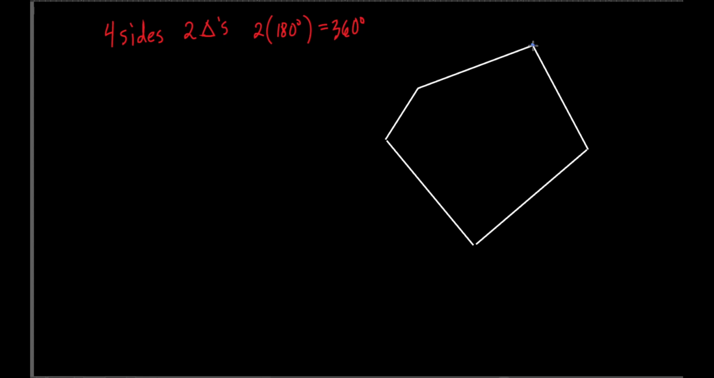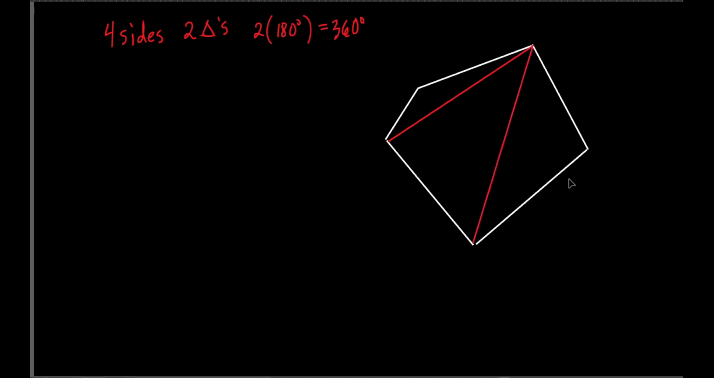I could start anywhere. I want to draw a diagonal which goes from one vertex to a non-consecutive vertex. So from there to there. Would you agree? Is that the only diagonal I can draw from that one particular vertex? No, I could draw another one, couldn't I? All right, I could draw it from here to here.